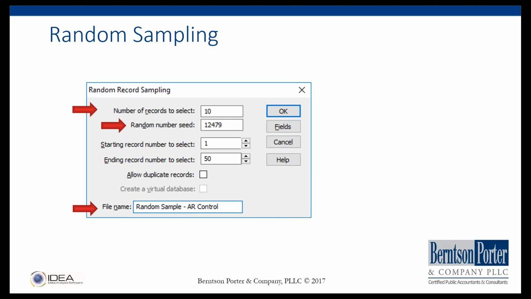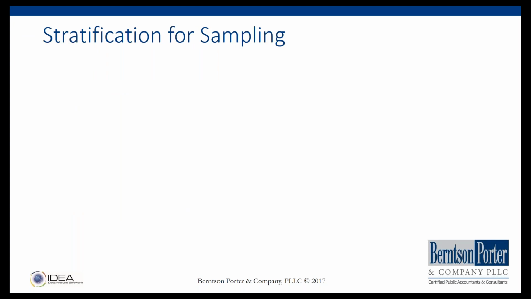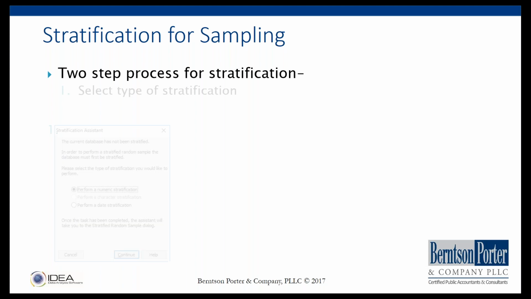Maybe that's just me. So that's kind of the basics for random sampling and how easy it is to just pull a sample in IDEA. If you want to stratify your population into different categories, there's one extra step, which is you have to tell IDEA what thresholds you want for your calculation. So it's actually a two-step process. You can't just click sample and pull a sample.